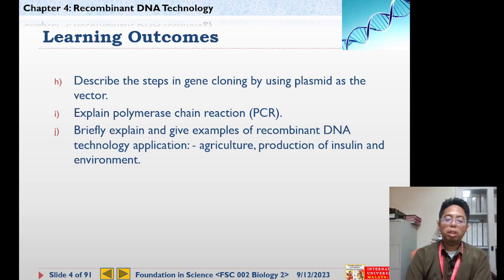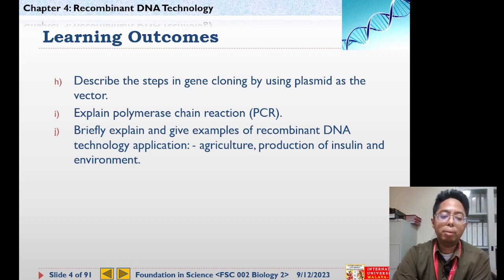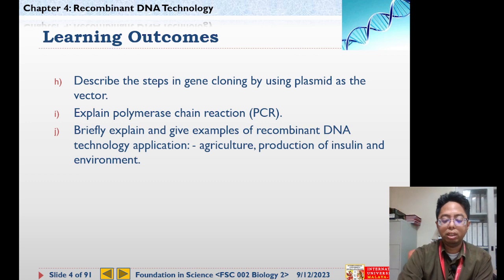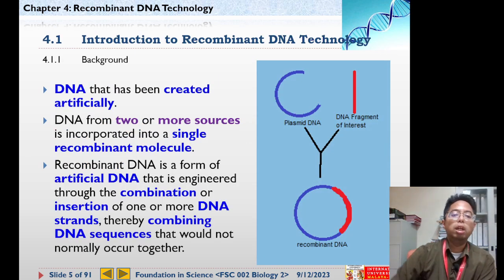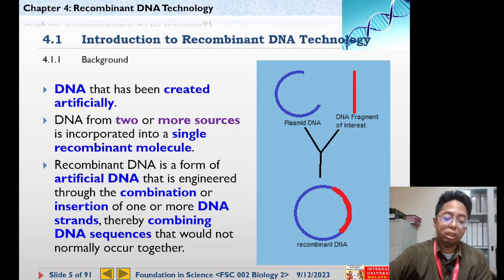And after that will be the other step of cloning, using plasmid as vector, which is a totally different thing, PCR, and also the examples of usage of recombinants in nature, and also in other areas such as agriculture, insulin, environment. So what is recombinant DNA technology?